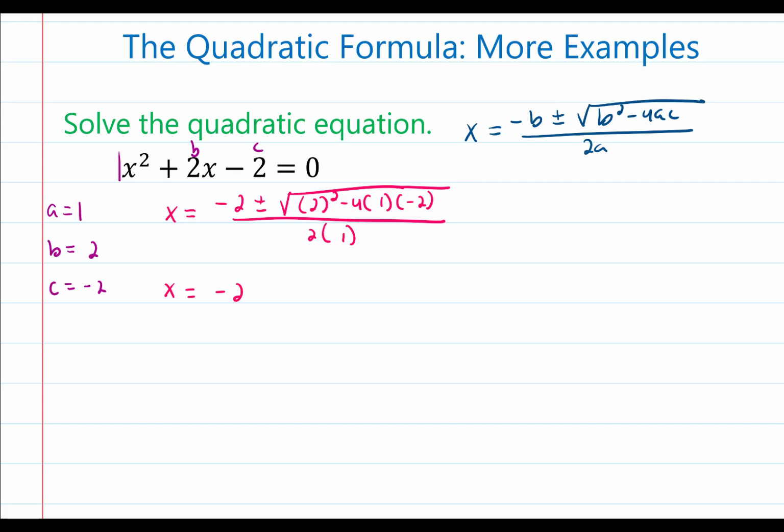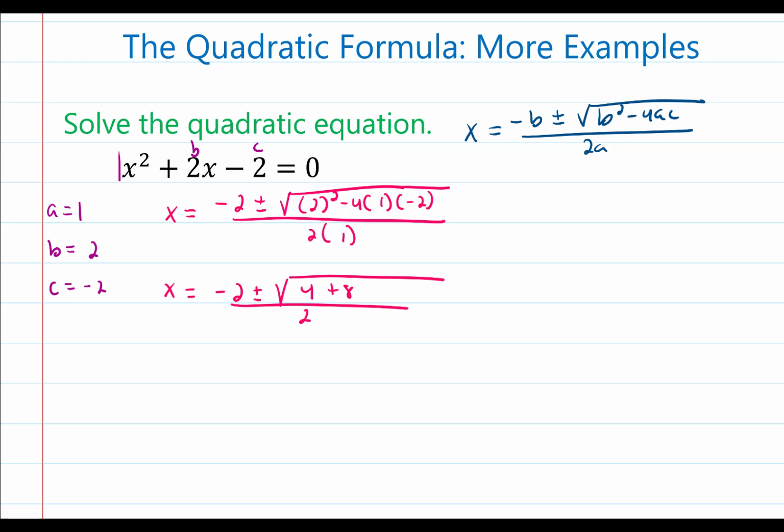So we'll start with the expression under the radical and the denominator. So 2 squared is equal to 4, and then we have to simplify the 4ac. Now I typically count that 4 as a negative 4, so it's negative 4 times 1 times negative 2. So be very careful of your signs, because that should be a positive 8, not a negative 8, all over 2 times a, which is still just 2.